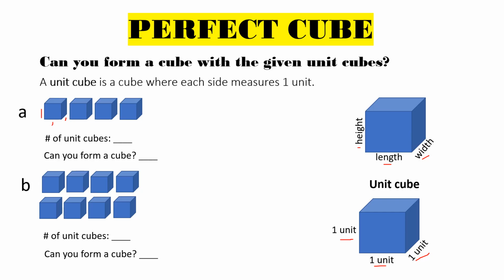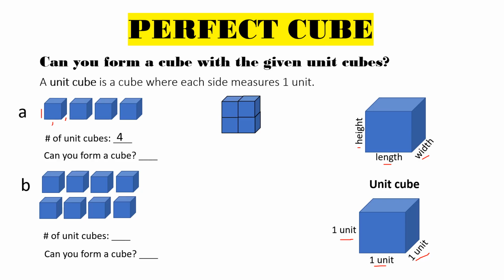Now the first question there, we have the given unit cubes, the number of unit cubes. So simply count the given unit cubes. 1, 2, 3, and 4. Therefore we have 4 unit cubes. And the second question there, can you form a cube with these given unit cubes? Let's see if we can form a cube. Let's combine the unit cubes. First unit cube, second unit cube, third unit cube, and our fourth unit cube. So can we form a cube?